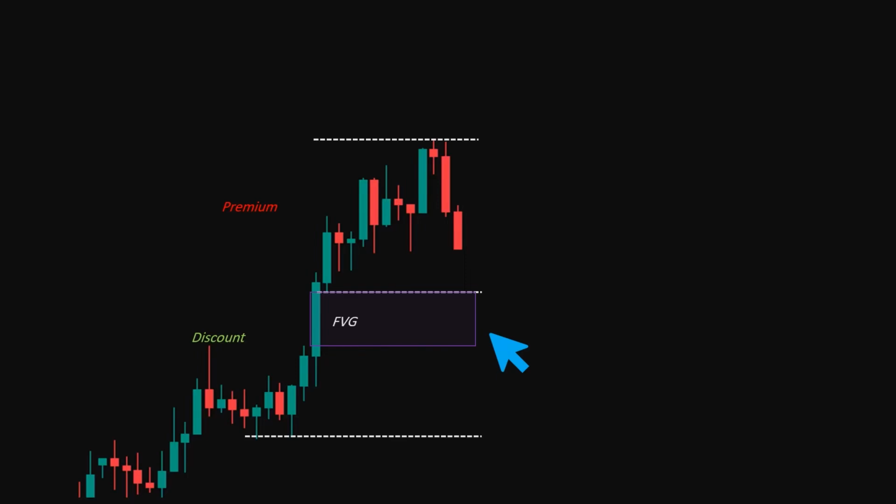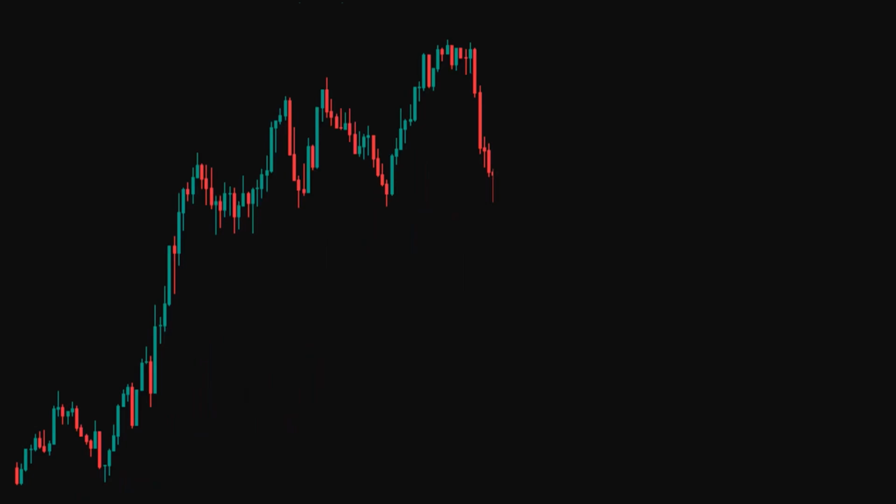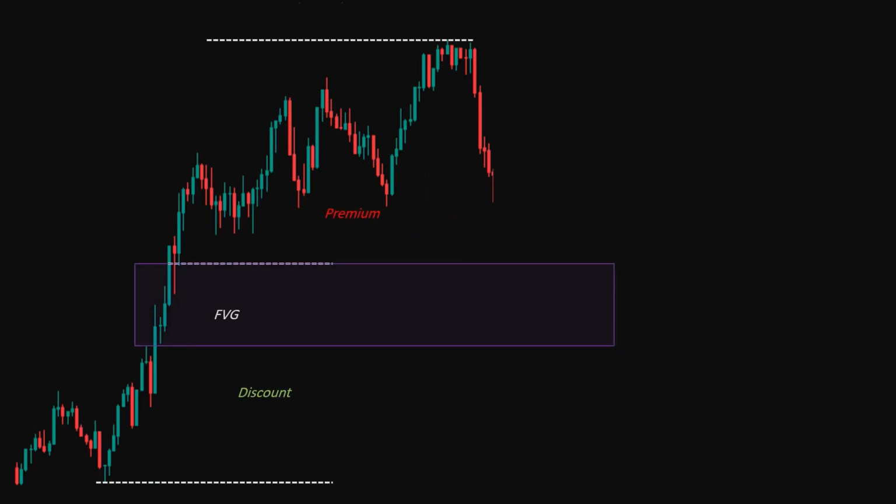Here's the plan. Wait for the price to move into that zone. Once it's there, zoom in to a lower time frame, like the 1-hour chart. Look for a change of character to confirm the reversal. Then take the buy trade.